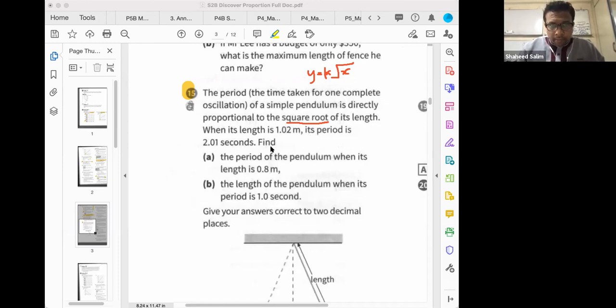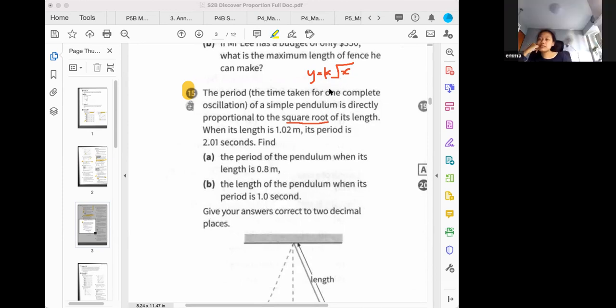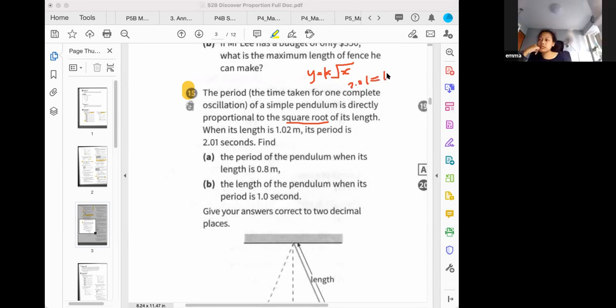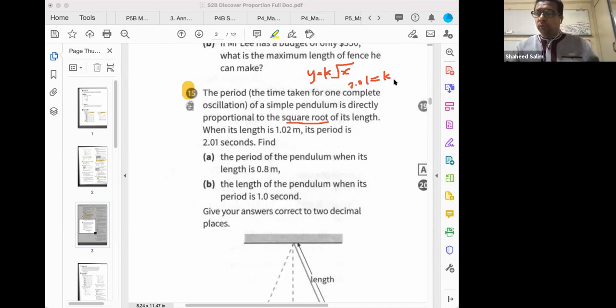The period. They didn't give the symbol. So this is the period. This is the length. So the first thing you substitute in. This is 2.01 equals k. What's the square root? Can you find the square root of 102?